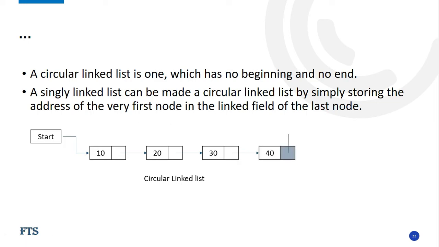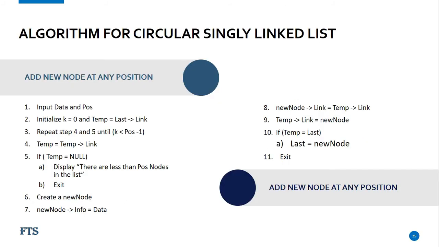See, instead of null pointer, 40 should store the address of 10. That is how it should work. How you can make single linked list, circular linked list. Algorithm for circular single linked list: input data and pos, initialize k equals 0 and temp is equal to last link. Here in circular we use last pointer only.